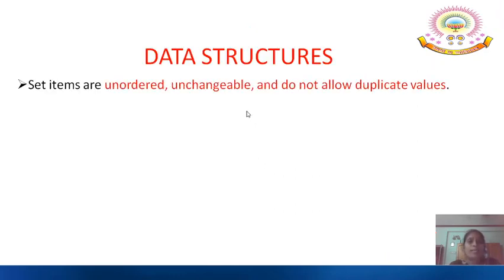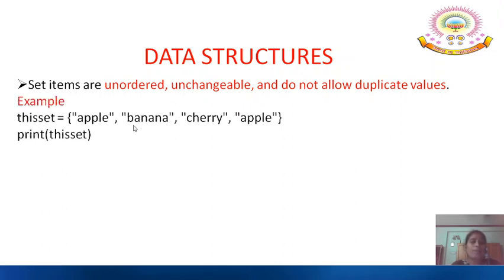So it is unchangeable and it won't allow duplicate values. So for example, apple, banana, cherry, and again we have given apple. And you are going to print this set, means the list of elements you want to print. And I said it will not allow duplicate values. So apple, banana and cherry only will be printed.